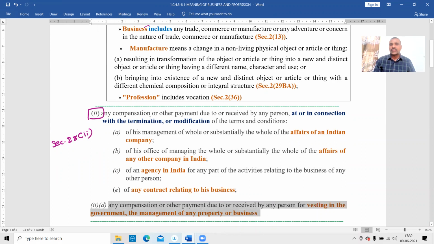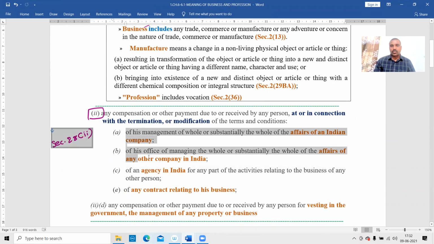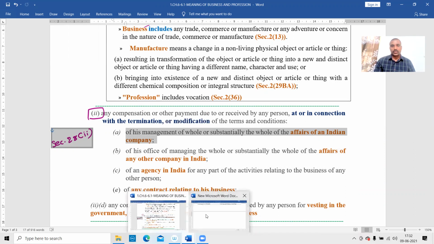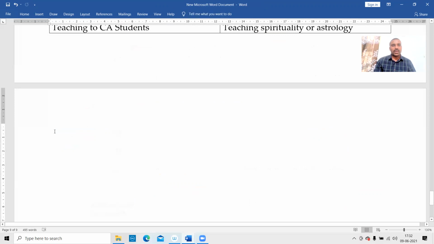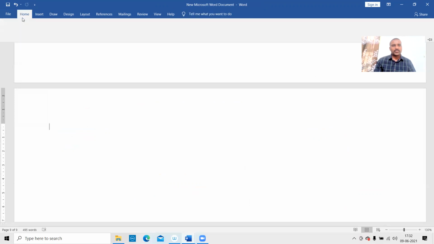Therefore, we'll now discuss section 28 class 2. Within this section, first we'll cover these 2 points, A and B. What is section 28 class 2A? I'll show you. What are we discussing now? We are discussing section 28.